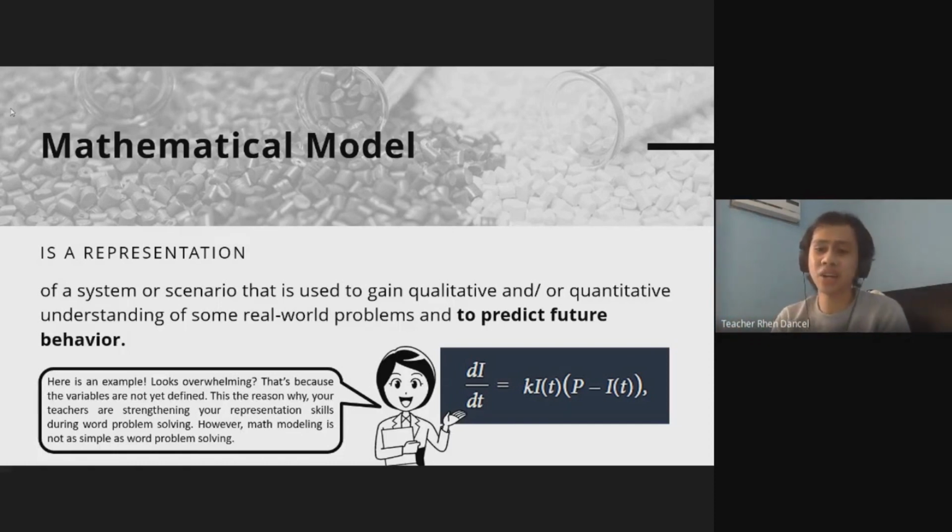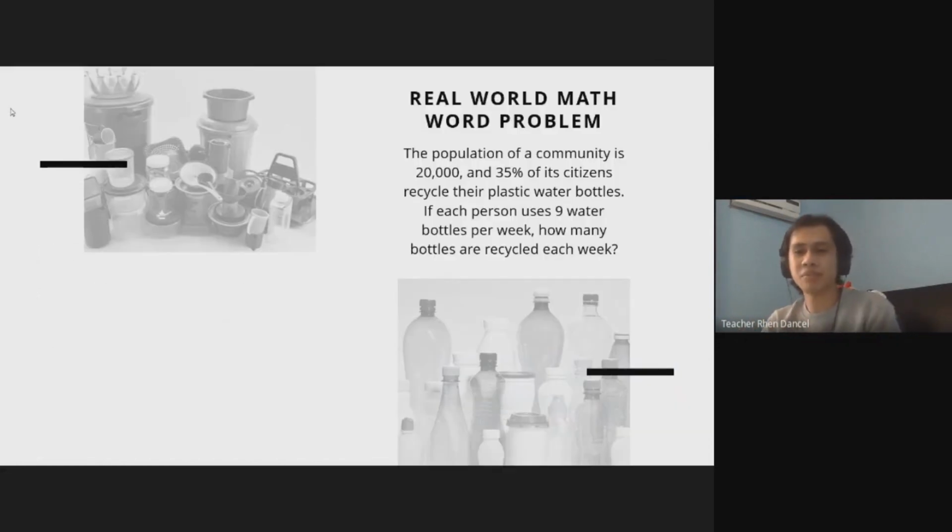And this requires higher order of thinking. Now, how do they differ? So I have here an example of a real world math word problem. And then I'll present later an example of a real world mathematical model problem.